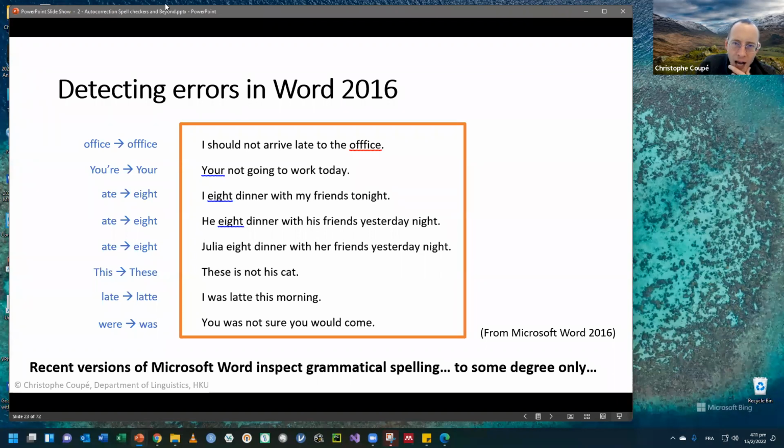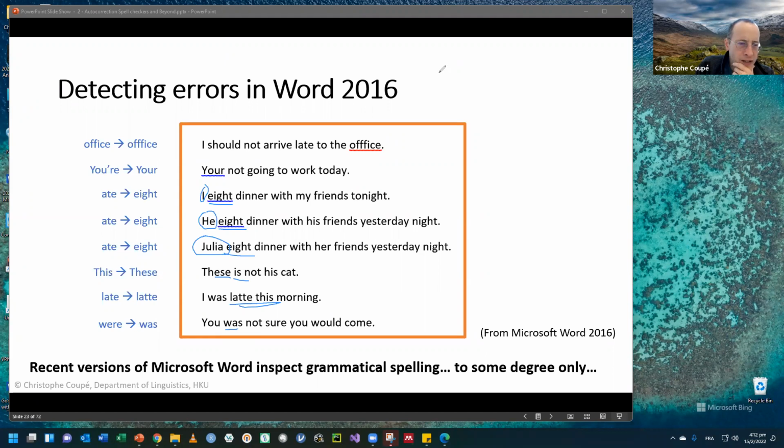And it's a bit weird because this sentence is not very different from the two above, right? In one case, I use I. In this case, I use he. And now I'm just using a proper name, Julia. But the rest of the sentence is very similar. But here, the problem appears, the problem is detected, and not here. And the other things, this is not his cat. The problem here, the agreement, undetected. I was late. Maybe I was latte, the drink, undetected. You was not sure you would come, which is quite a big error, actually, undetected.